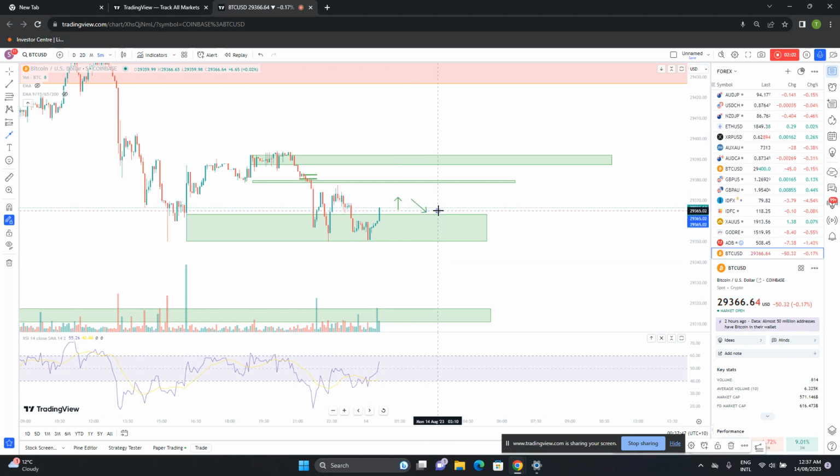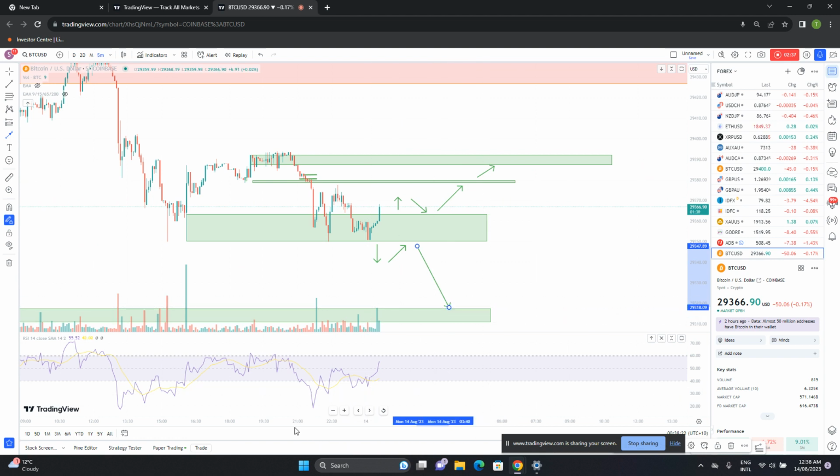We wait for the retest, and then we can book our first target around the 29,379 mark, and the next target to the 29,387 levels. So that's on the higher side. And suppose it breaks the major support level here and gets a breakthrough, we again wait for the retest, and then we might see a drop all the way down to the 29,317 levels.